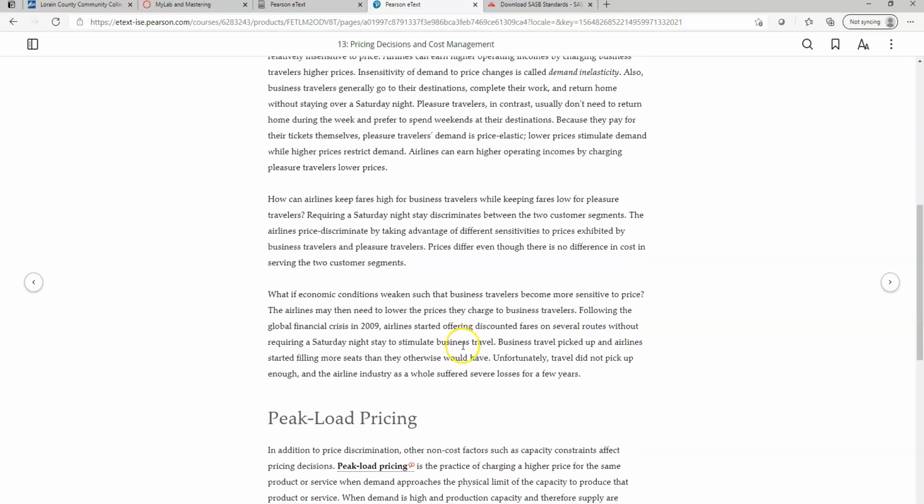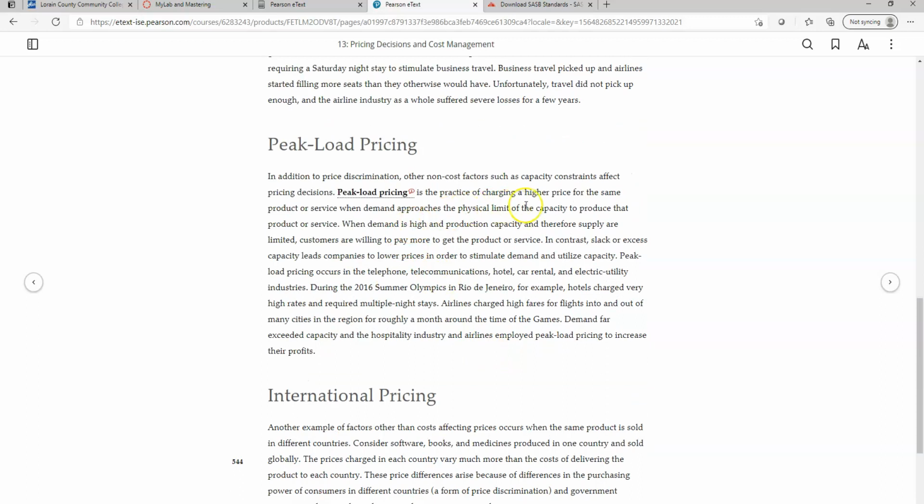So now, what happens if business travelers become more sensitive to price? Let's say the financial crisis, or a pandemic, or something else. If there is a change in demand or a change in sensitivity to prices, then at some point we will need to reduce prices, if we are an airline company and we want to get business customers flying on our airline.